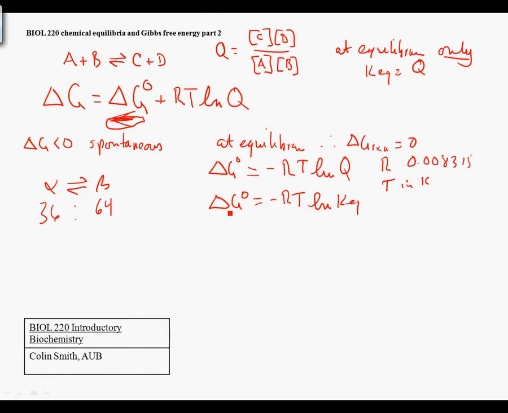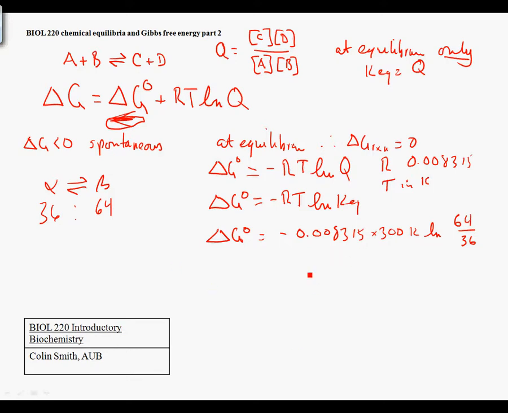So what does this tell us? It tells us that all these reactions would have a different value of Gibbs free energy at standard conditions, and we can determine what that is by experiment, where we allow a reaction to come to equilibrium to find out what the equilibrium constant is, and we can then calculate it. So let's say minus 0.008315 times 300 Kelvin times the natural log of 64 divided by 36.